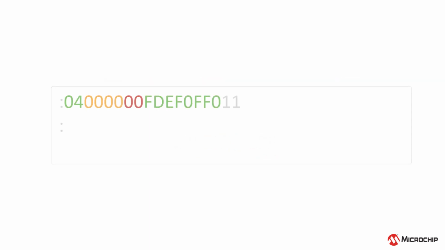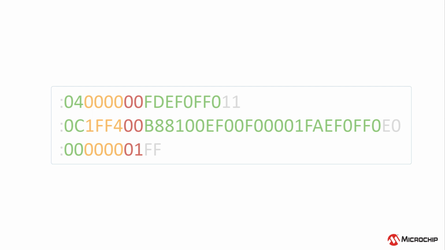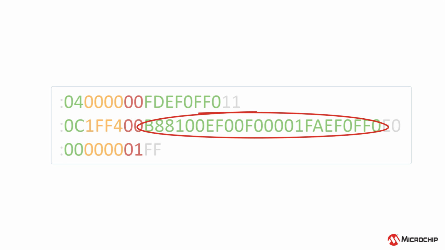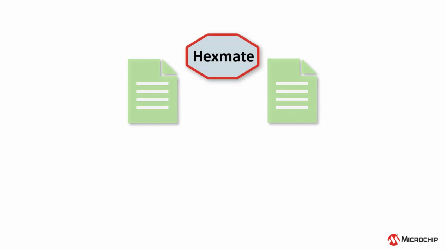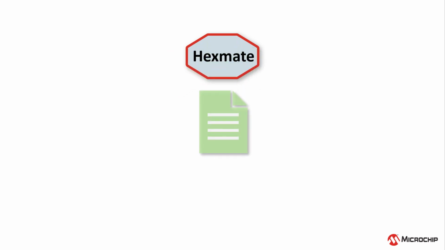A simple but complete hex file might look like this, which contains two data records, the first holding 4 bytes of data with address offset 0, the next, C bytes, with address offset 1FF4. A type 1 end-of-file record appears last. Hex files that contain only type 0 and type 1 records are said to conform to the INHX 8M format. With this knowledge, let's now look at a basic operation performed by Hexmate, merging multiple hex files into one.